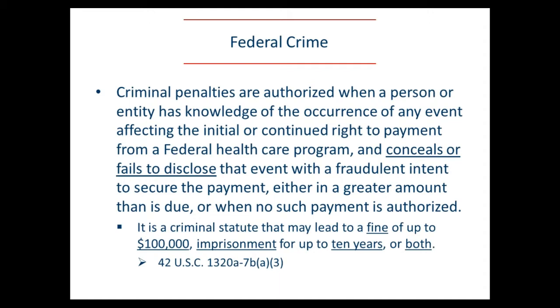As we mentioned, there are also potential criminal ramifications. Under federal law, criminal penalties are authorized when a person or entity has knowledge of the occurrence of any event affecting the right to payment, and they conceal or fail to disclose that event with a fraudulent intent to get payment, and that's either in a greater amount than is due or when no payment is due. The criminal penalties for this include a fine of up to $100,000 and imprisonment of up to 10 years, or both.